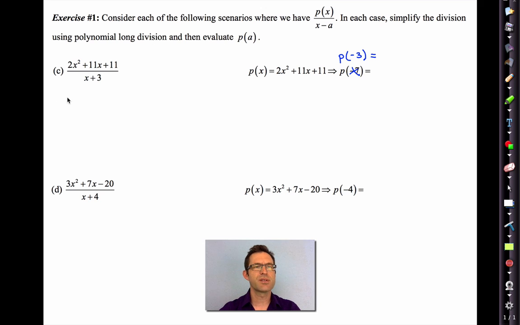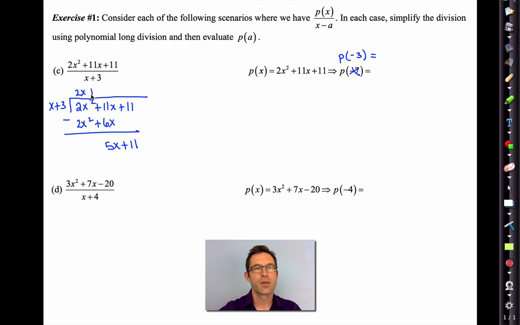Now, let's take a look. Let's do 2x squared plus 11x plus 11. All right, I'm going to divide by x plus 3. So I'll have a 2x here, and then I'll have 2x squared plus 6x. I think I can just do the subtraction here. 2x squared minus 2x squared, 11x minus 6x is 5x plus 11. I have to have plus 5. Then that'll be 5x plus 15. Watch myself subtract. 11 minus 15 is negative 4.